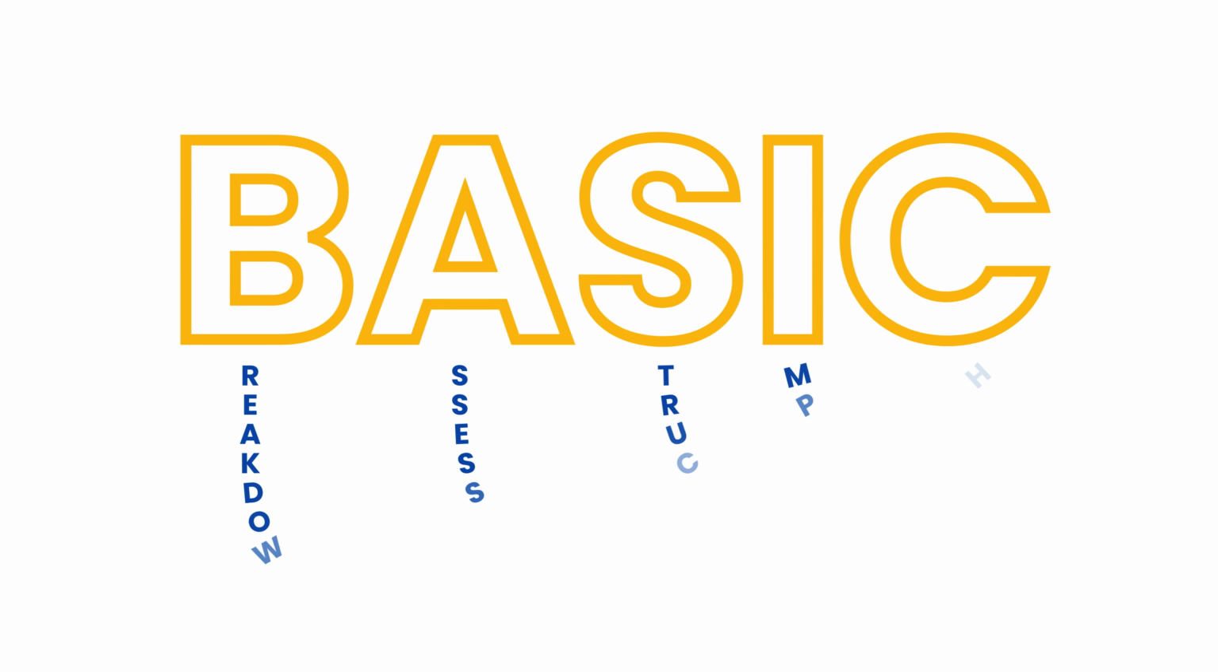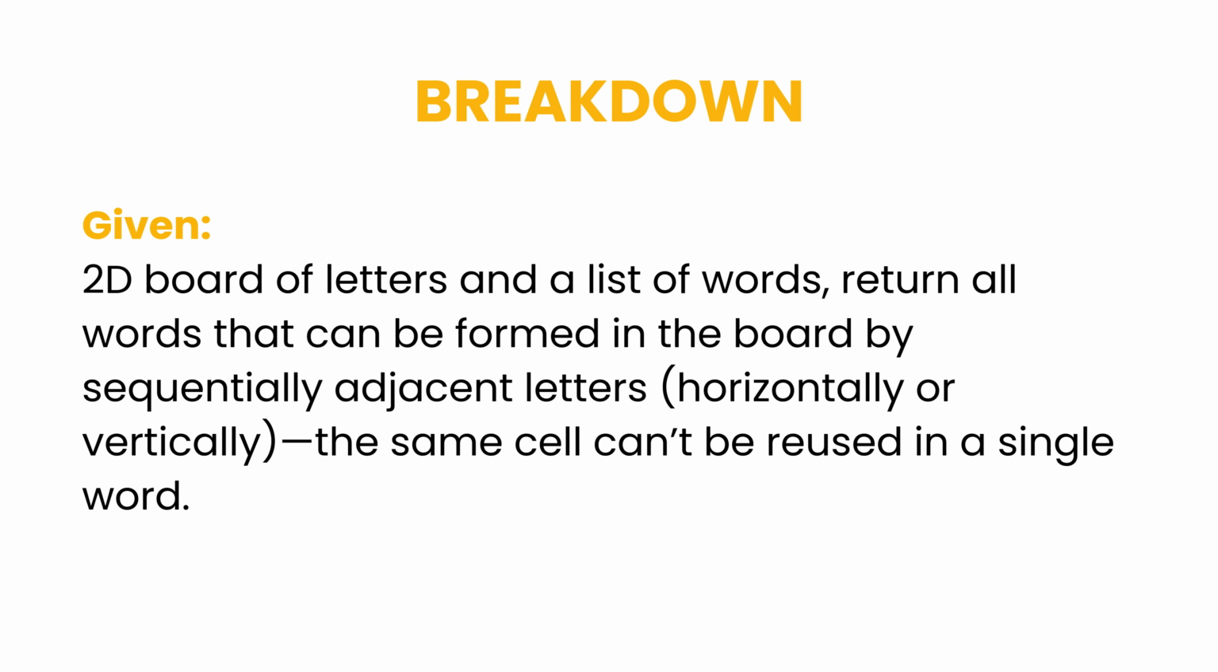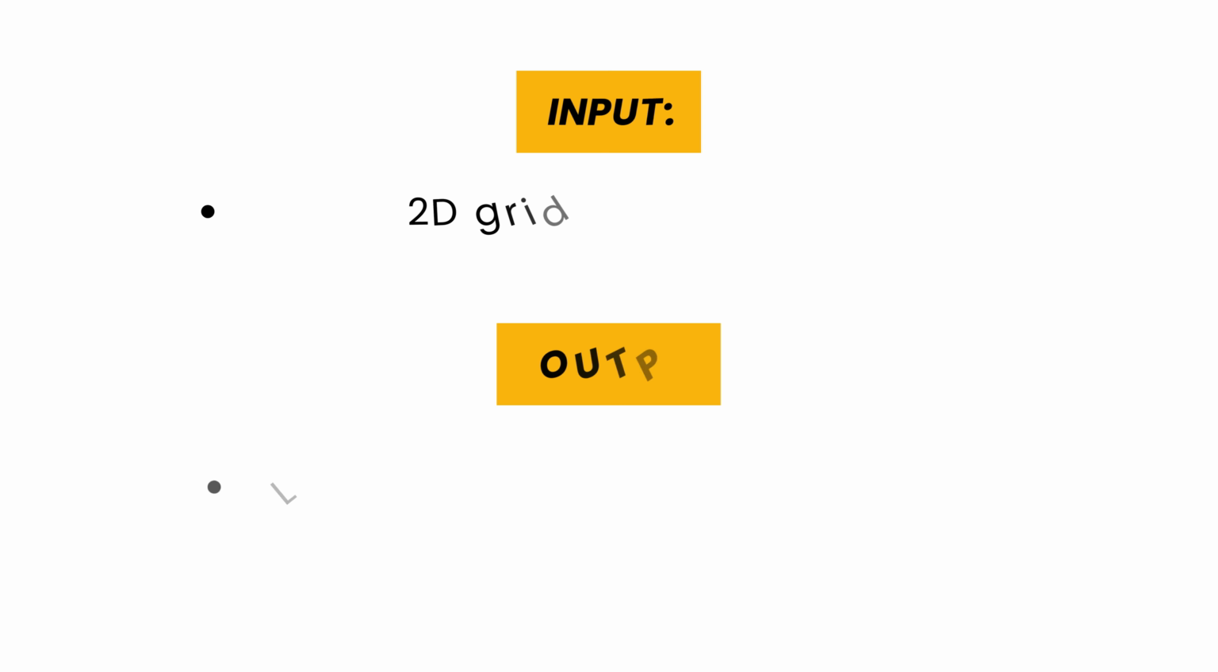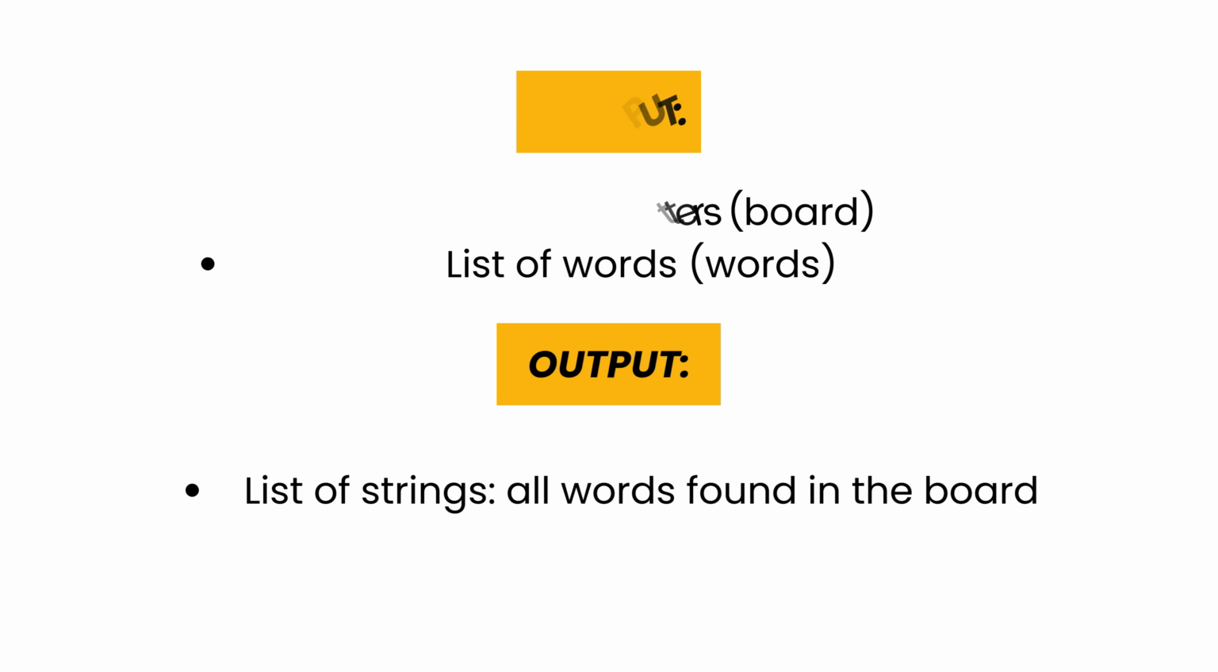Let's break down Word Search 2 using the basic method, so you can attack even the hardest grid search questions with confidence. Given a 2D board of letters and a list of words, return all words that can be formed in the board by sequentially adjacent letters, horizontally or vertically. The same cell can't be reused in a single word. Input: 2D grid of letters, board, and a list of words, words. Output: list of strings, all words found in the board.